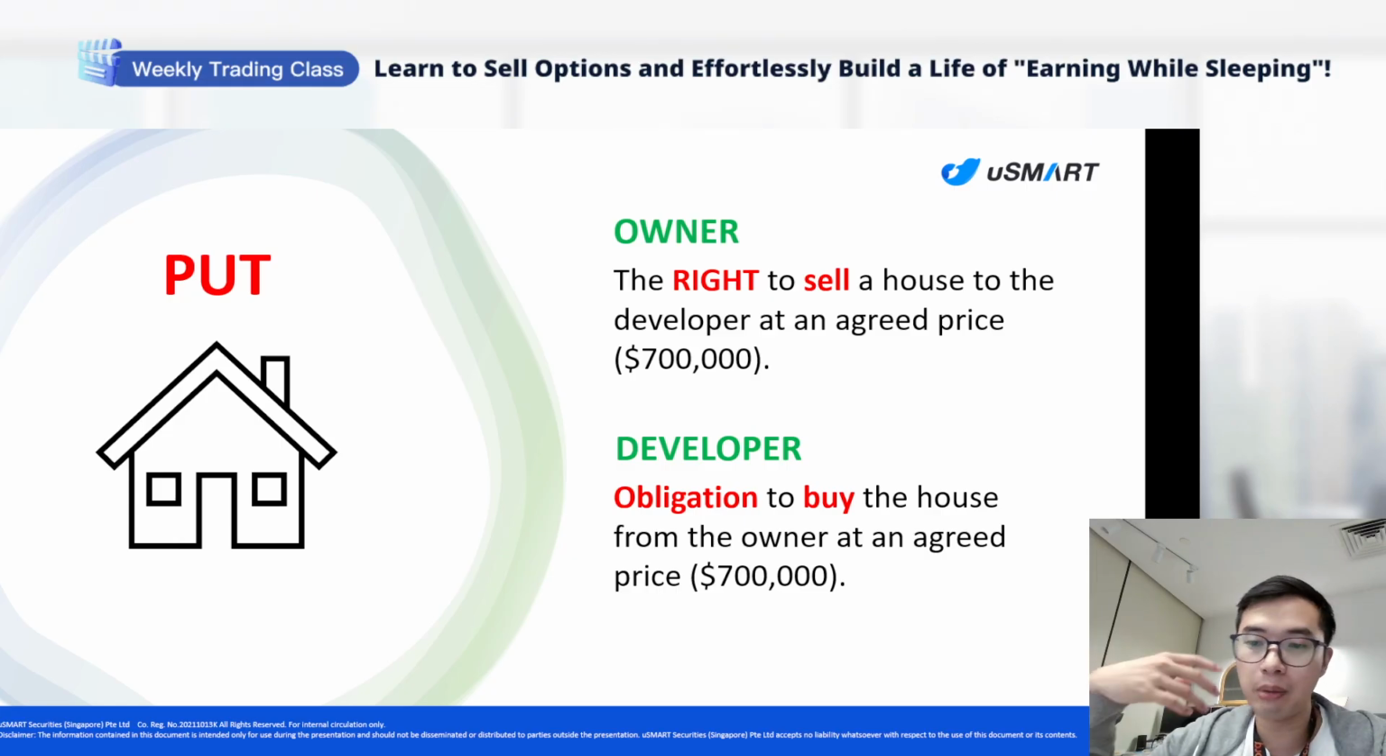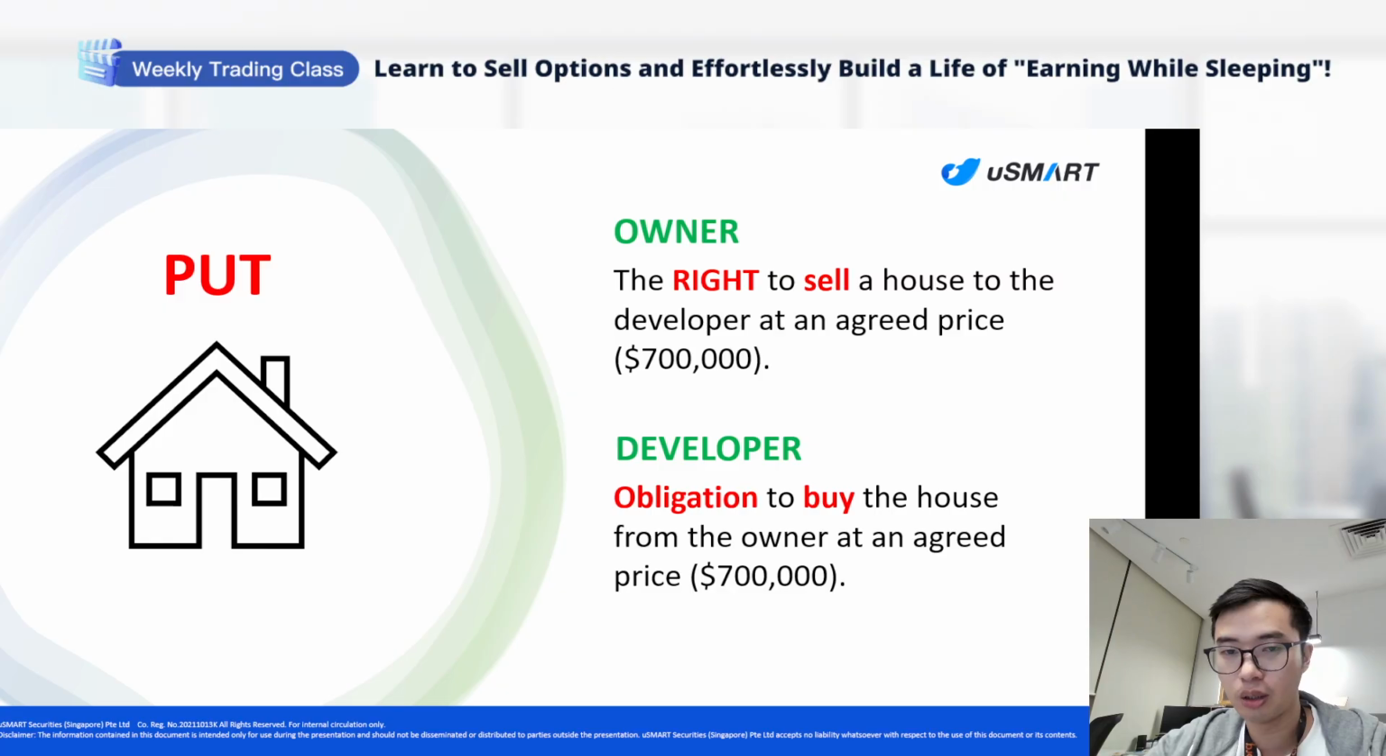If we become a put buyer, actually we want the house price to drop, and then we have the right to sell. We can decide to sell or not. And the developer, which is the seller, will receive a certain deposit, like the premium. Let's say here is $1,000 as a premium.